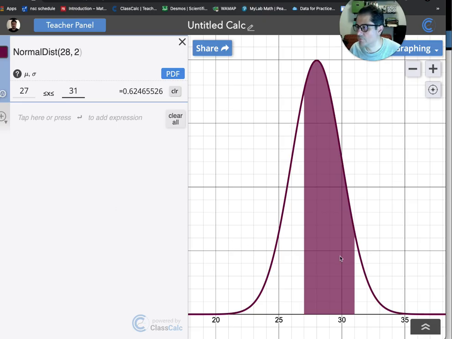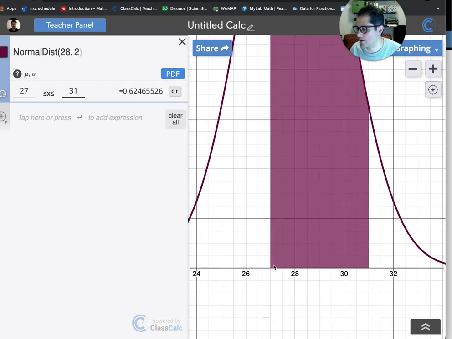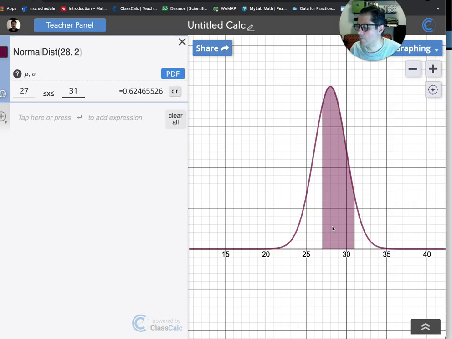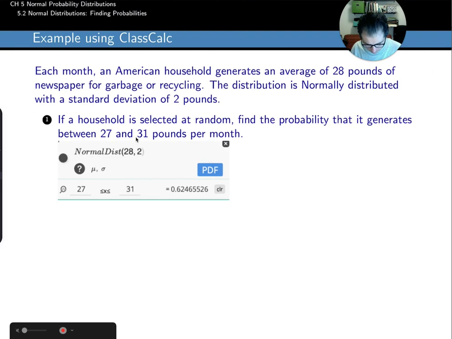So that's the value. If you want to be sure those are the values you entered, that's the 27 and that's the 31. So the area is 62%. I take a screenshot and put it here.